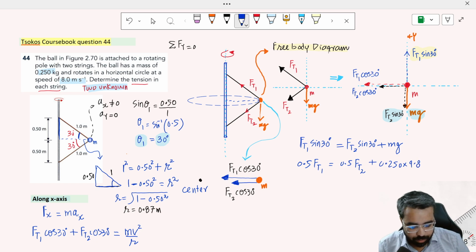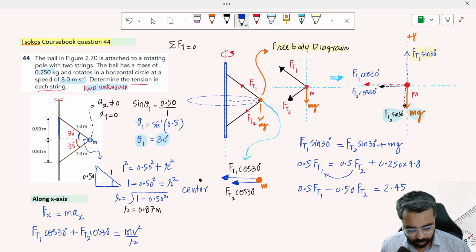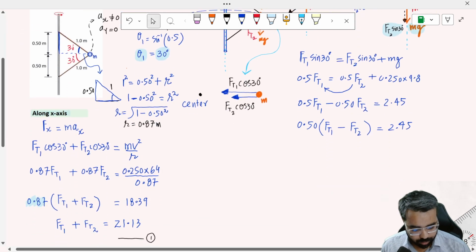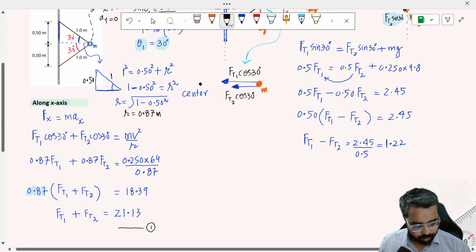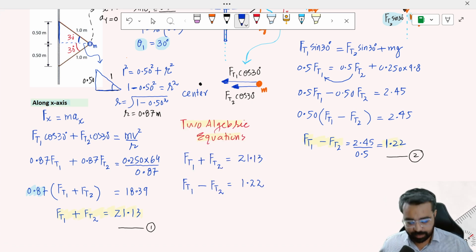So you can see we are proceeding to get another equation. I am going to take it to the other side. Now we can take 0.50 out of this bracket, and inside we get another simple equation which we can solve later with equation 1. And if you take 0.5 to the other side. Okay students, so we have got the two simultaneous equations. So onward is a very simple task.